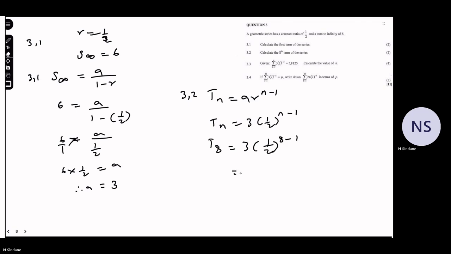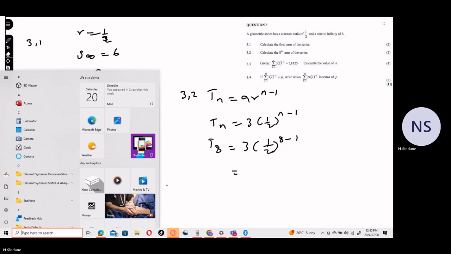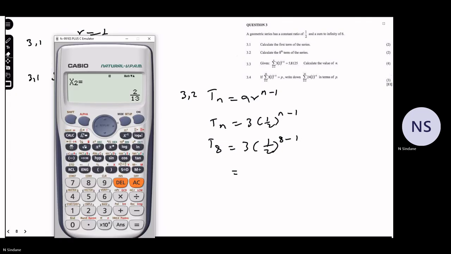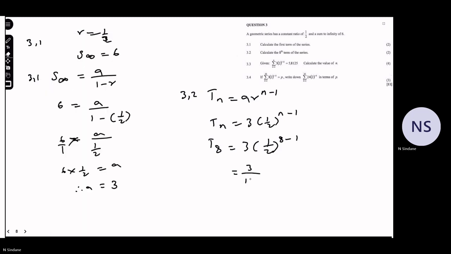And then our solution will be 3 into 1 over 2 to the power 7, which is 3 over 128. That is our solution for 3.2. Let's move to 3.3.